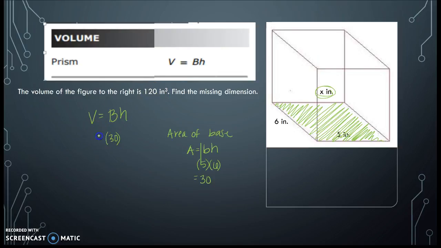And I know that the volume is 120. And I don't know the height. So yet again, we want to get the height by itself. So we're going to do that by getting rid of 30. Right now it's 30 times h. So the opposite is divide by 30. Divide by 30. I'm going to cancel those zeros out because there's one on top and one on the bottom. So 12 divided by 3 is 4. So in this case, the height is 4 inches.